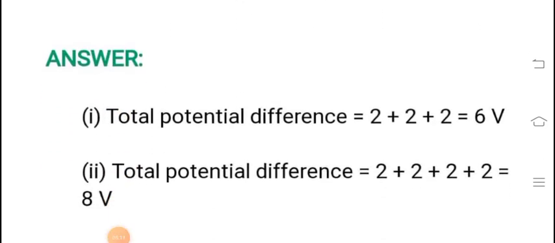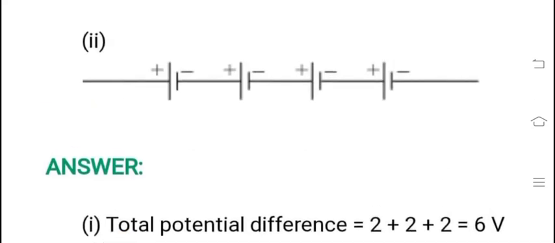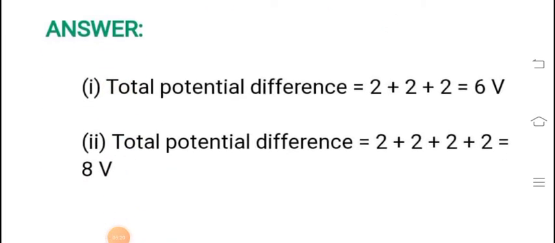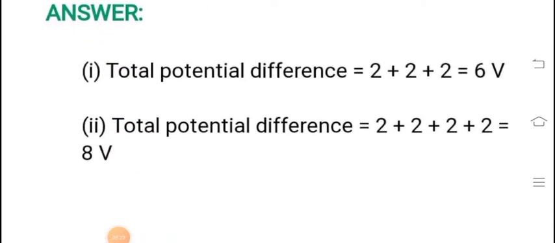And what about the other? How many batteries are there? 1, 2, 3, 4. So we have to add this 2 volt 4 times. Then the answer is 8 volt.